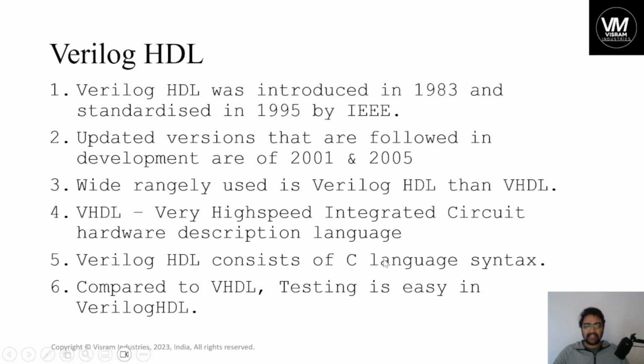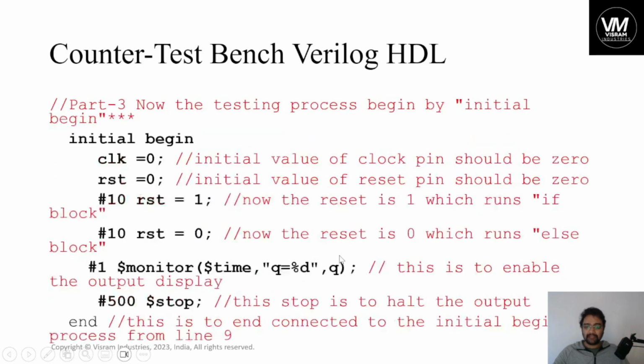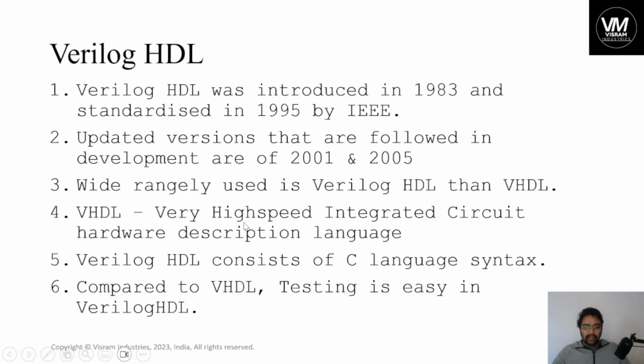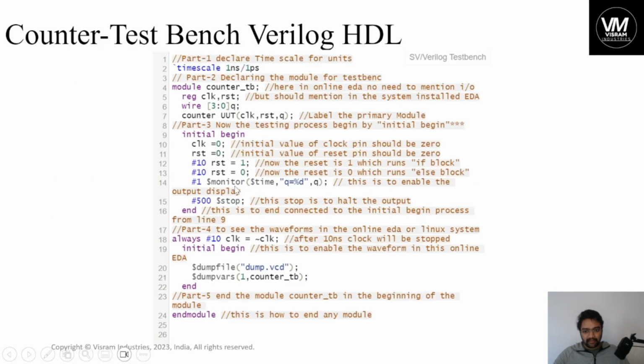And now Verilog HDL is based on the C language, as we normally do. So that is how it has been developed from the concepts of C programming, a very old language. Compared to VHDL, testing is easy in Verilog. That is why I also prefer Verilog. It is better understandable in Verilog HDL.